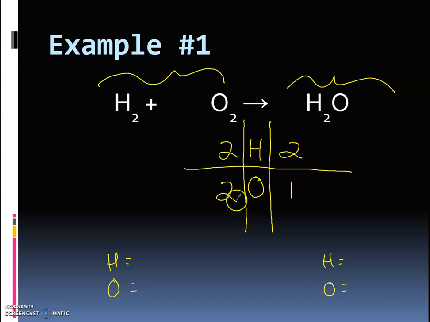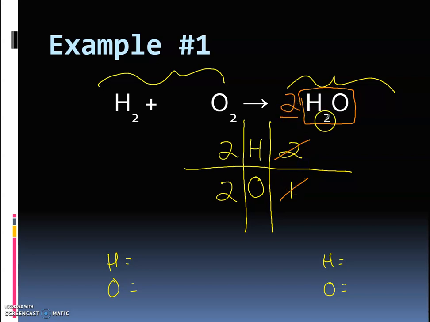So this side has 2, this side has 1. On the side where you have less, you're going to put a coefficient out in front. I usually underline my coefficients so that it looks like a 2 and not like a Z, so you don't get confused. And that distributes to everything behind it. So it's going to change the number of hydrogens and the number of oxygens.